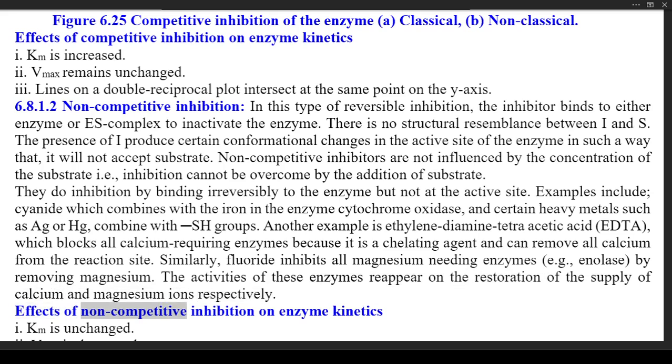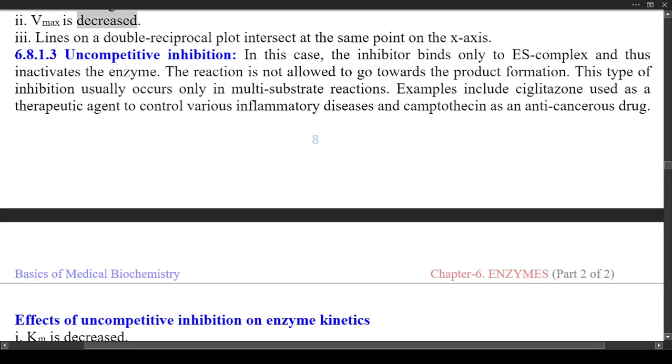Effects of non-competitive inhibition on enzyme kinetics. 1. Km is unchanged. 2. Vmax is decreased. 3. Lines on a double reciprocal plot intersect at the same point on the x-axis.